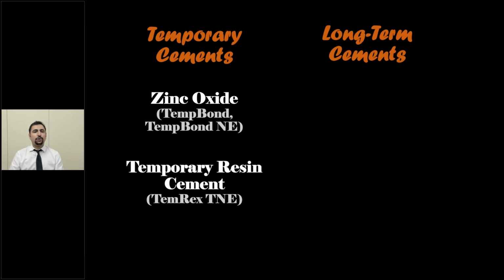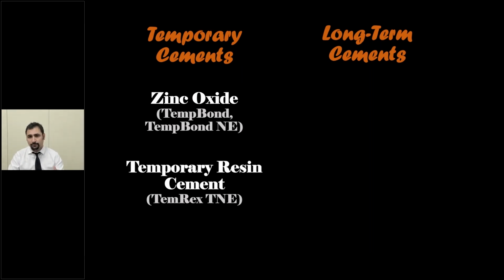We can also further classify cements into temporary cements and long-term ones. The temporary ones are like zinc oxide. We know them as Temp Bond or Temp Bond NE, and temporary resin cements like Temrex TNE. We use it when we don't have enough retention or restoration in our temporary, so we need to make sure the temporary stays in till the next visit. So we use Temrex TNE.